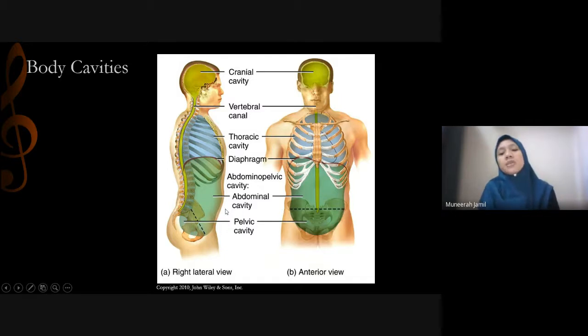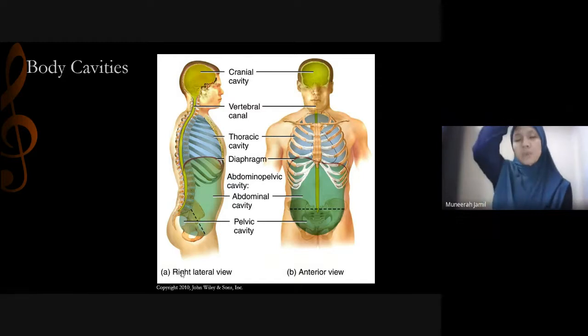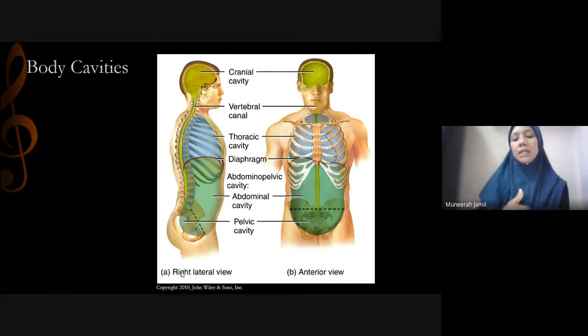Okay. So this is from the right lateral view. So be familiar with all these terms. Right lateral view means it is on the right side of the body, and we cut it along the mid sagittal plane. When we cut along the mid sagittal plane, we divide the body into right and left. So when you take a picture of that, you call it the right lateral view.